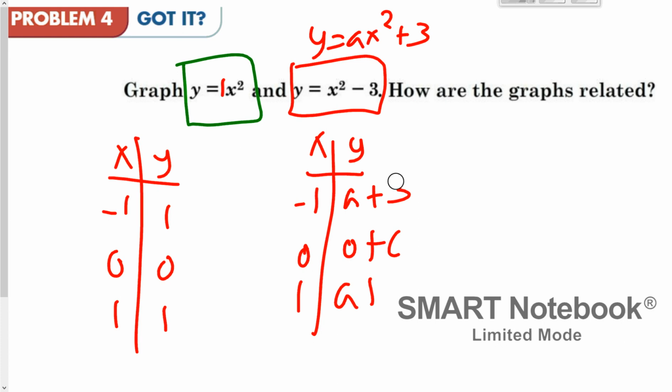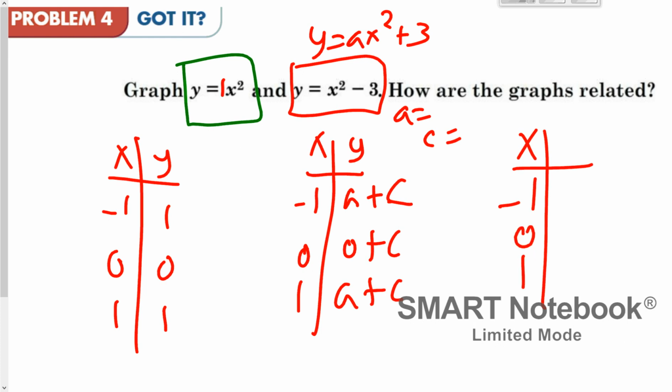Why did I say 3 on the top one? Not 3, sorry. C. And a plus c. Well, what is your a for this one? What is your c? So then I just use my x's, -1, 0, 1. Well, my a is 1, and my c is -3. So what's 1 minus 3? That'd be -2. So -2, 0 plus c, that'd just be my c, which is -3.